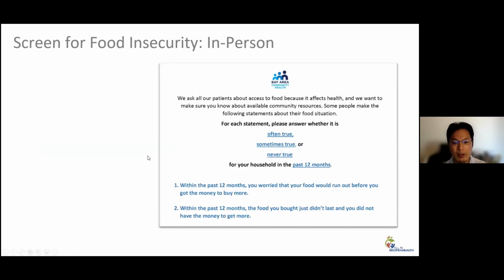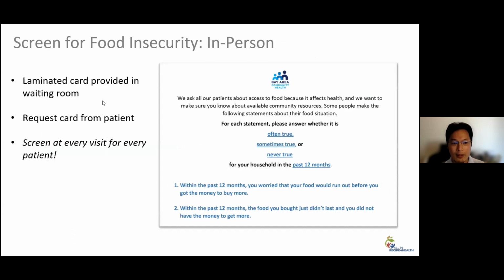In person, you have your card. Hopefully you all have the cards by now. You can use the laminated card that's provided in the waiting room, or if the MA is holding it, that's fine. Sometimes if it's handed out in the waiting room, then just request it back. But the key point is, however your clinic does the workflow, screen at every visit. So if you're an MA, have it in your pocket. Or if you're an RD or a wellness team member, a coordinator, have it ready. It's just nice and easy.